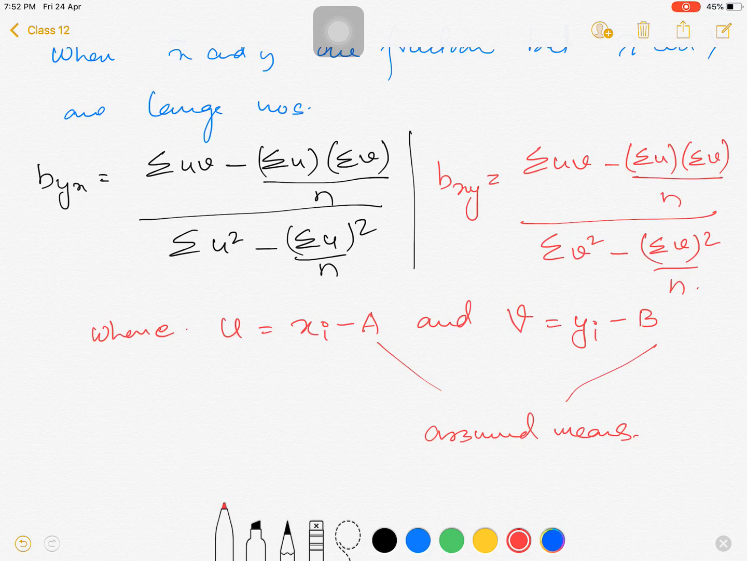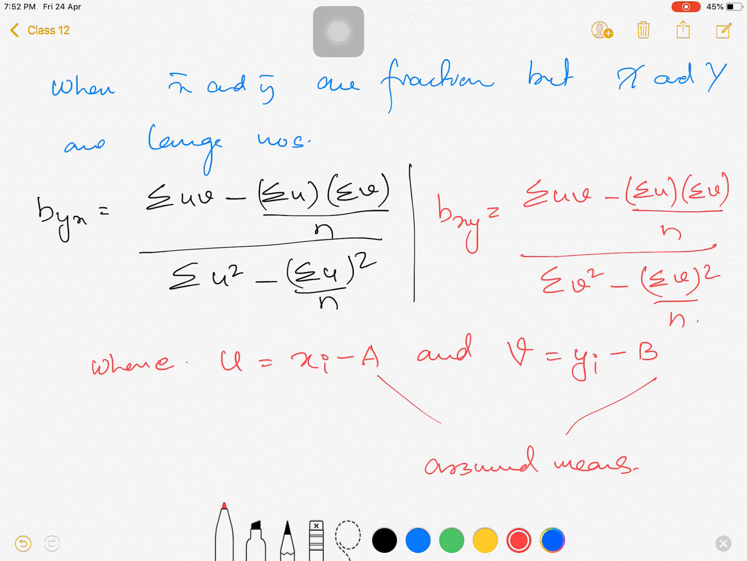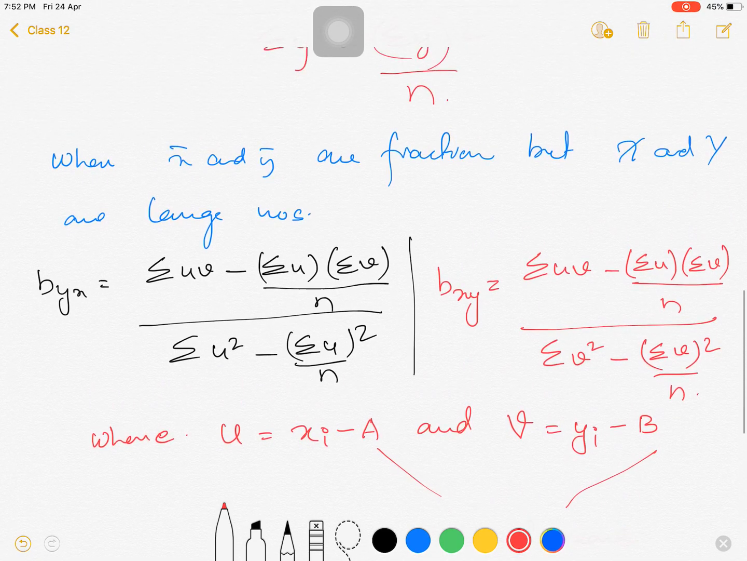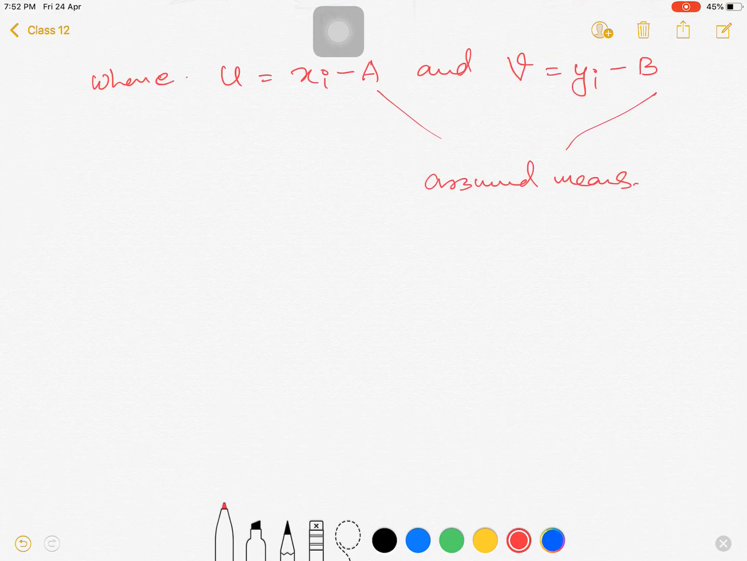Even this third type of sum, when the means are fractions and x and y are large numbers, what we do is we assume a mean and try to make the numbers smaller, by taking help of assumed means. So this is the third formula where we find u and v with the help of assumed means and make the data quite smaller, so that the numbers will be small and the calculation would become easy for us. Okay, so that is how it works. Let me give you one more formula, the fourth formula as well.